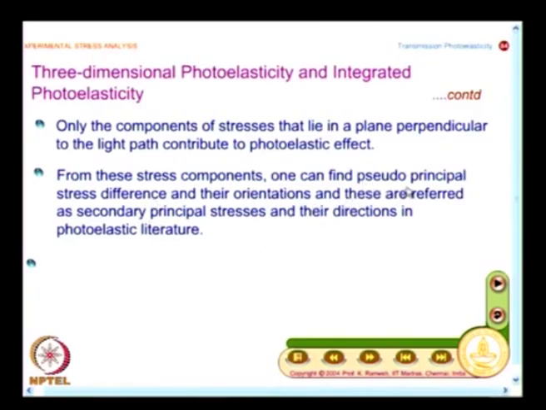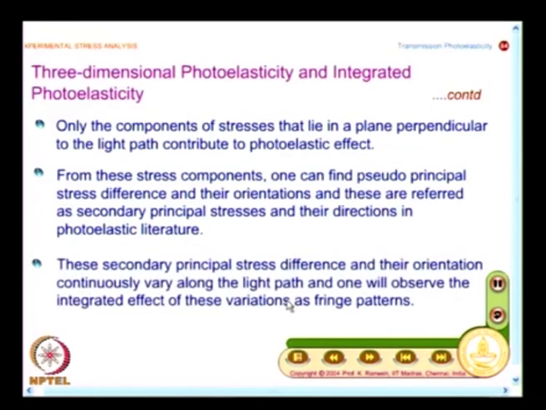And in order to distinguish this from the conventional understanding of principal stresses, these are referred to as secondary principal stresses and their directions. This is well understood and established in photoelastic literature. And as I had mentioned, the stresses vary from point to point in a 3-dimensional model. The secondary principal stress also varies from point to point, and that is what we will have to account for when we want to interpret the fringes that we see.